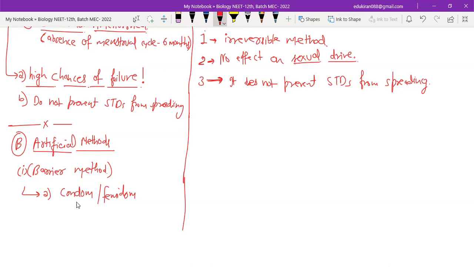In artificial barrier methods, one thing that is also asked about the natural method is that it has no side effect, right? Because no drug or anything is involved. So it has no side effect, because anything that can cause side effect is not present here. It is just based on timing, but very high chance of failure.